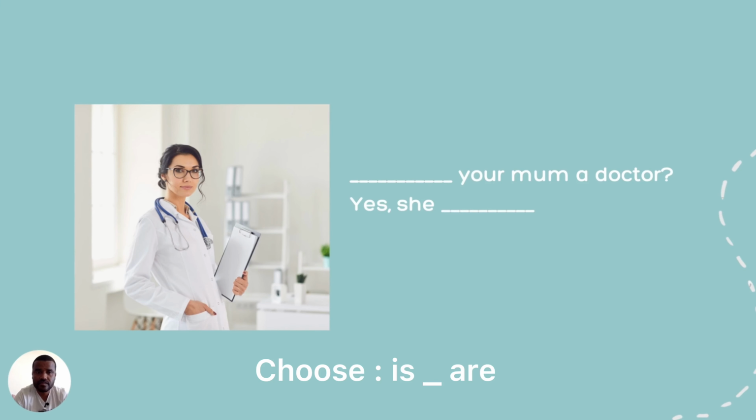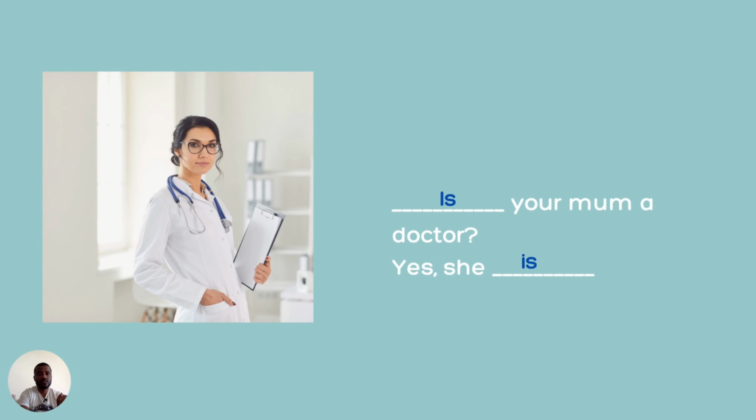We have: your mom a doctor? Yes, she. What do we notice here? We have a question form. So if you want to make a question form with the verb to be, we inverse. We can say: is your mom a doctor? Yes, she is. Is your mom a doctor? Yes, she is. Okay, good.